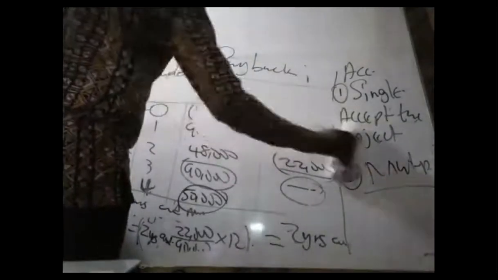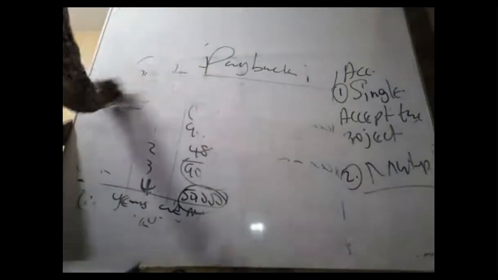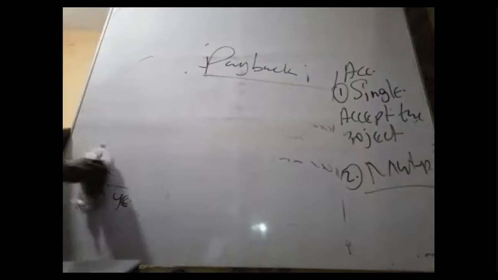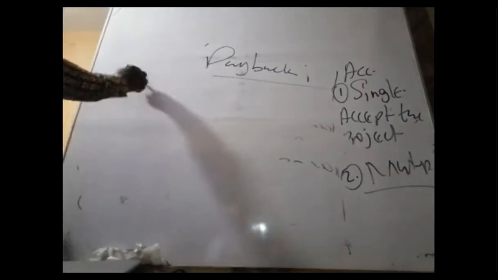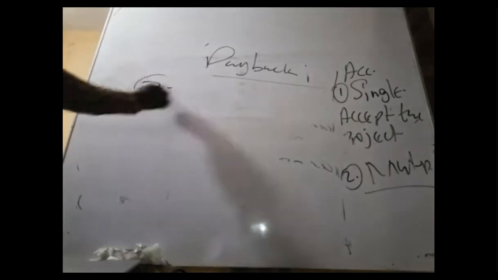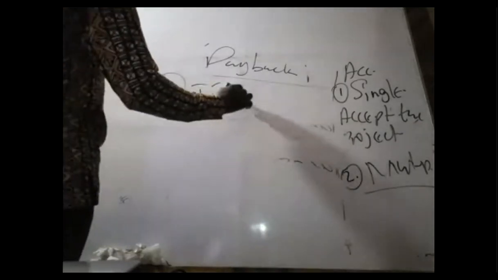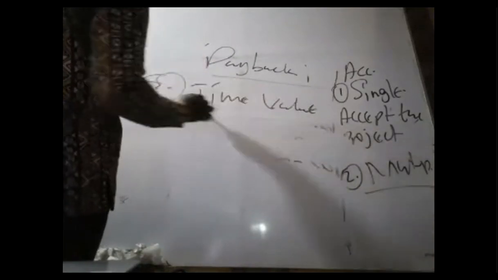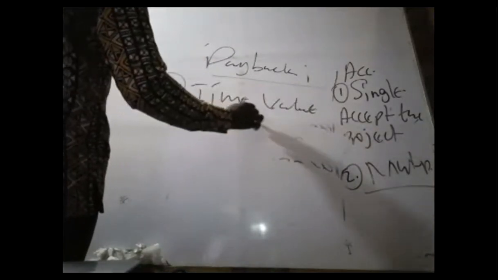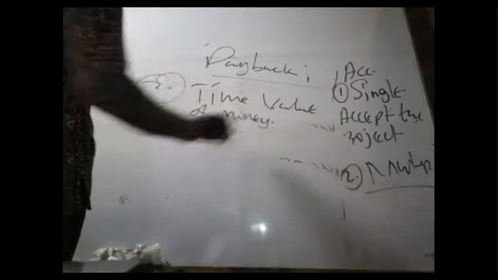Then challenge number 2: payback period does not discount the cash flow. So it does not consider the time value of money. That's payback period. Don't forget that there's a difference between payback and what? Adjusted payback period.